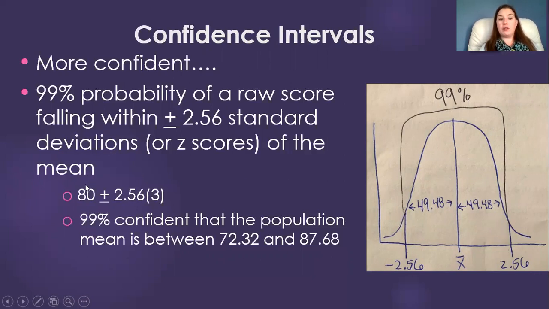So the formula again for this one is we're just changing out the 1.96 to 2.56, and we do our mean plus or minus 2.56 times our standard deviation. So here, our mean of 80 plus 2.56 times 3 gives us a high end of 87.68. 80 minus 2.56 times 3 gives us a low end of 72.32. So this is essentially saying now we're 99% confident that the population mean is between these two values.